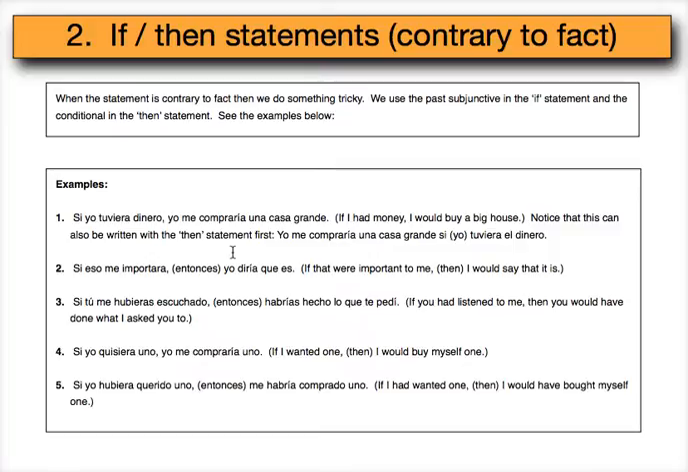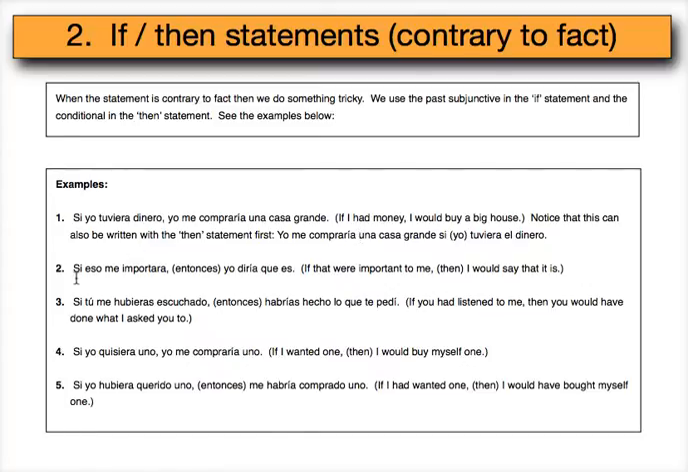Notice that this can also be written with the then statement first. You could say, yo me compraría una casa grande si yo tuviera el dinero. Again, if the then statement comes first, we don't use the word then, and we don't need a comma. Okay? But again, with the if statement, we do use the past subjunctive. If past subjunctive. Then conditional.